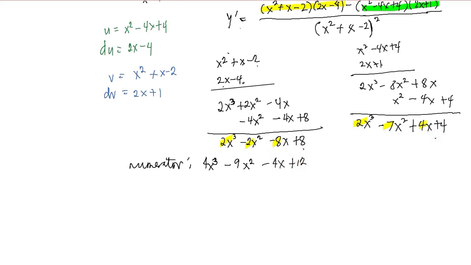Okay? So, para din sa denominator natin, no? Kahit hindi na natin i-expand yung denominator natin, kasi what we have here is y prime is equal to 4x cubed minus 9x squared minus 4x plus 12 over our denominator, which is x squared plus x minus 2 squared.